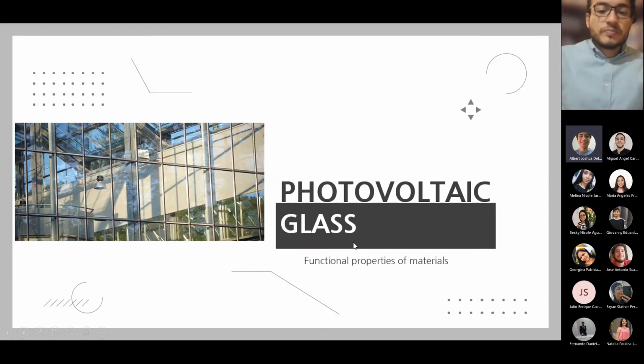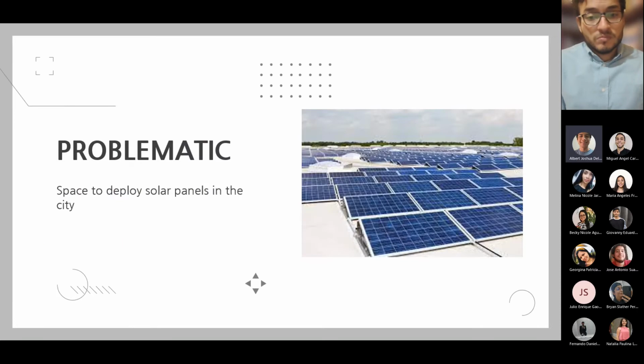Okay, and I chose to talk about photovoltaic glass. The next slide shares the problem. When we speak of solar energy, we directly classify it as a renewable energy, and one of its disadvantages is the space needed to deploy the solar panels, which is often done in rural areas because in the city it's more difficult.